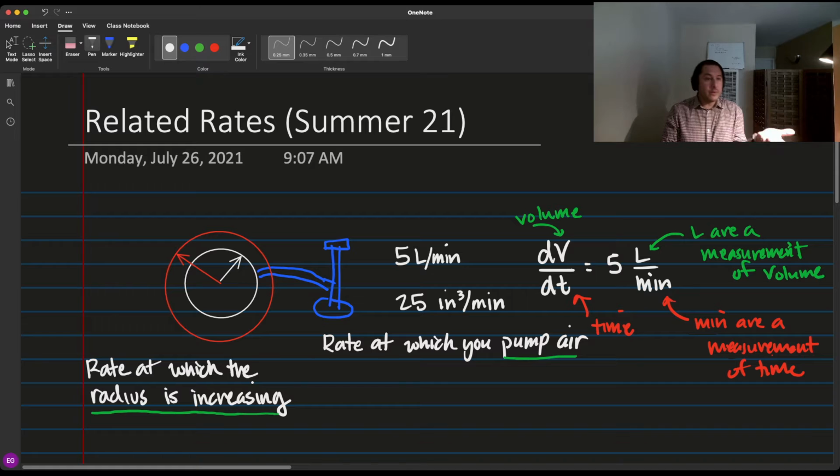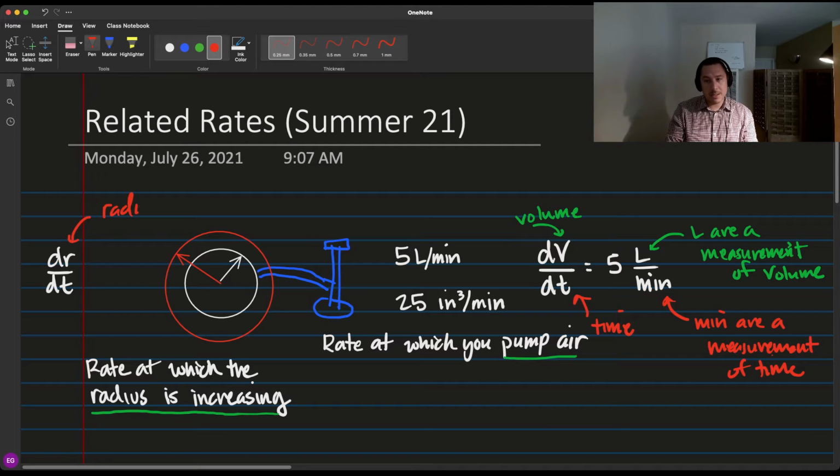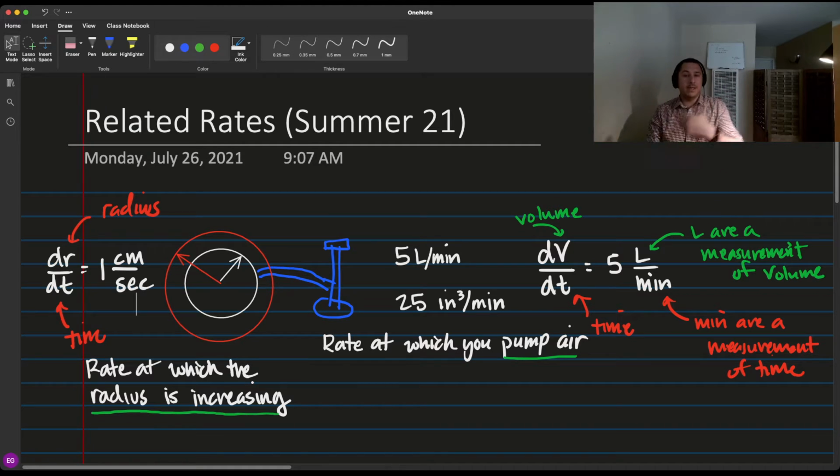Likewise, if you go to the other one, we're talking about the radius increasing. So that's dr/dt. r is the measure of the radius. t is a measure of time. So your radius might increase at 1 centimeter per second. Why? Because the radius is a unit of length. You would measure that in centimeters. Seconds are a measurement of time. dr/dt would be like centimeters per second. dV/dt would be liters per minute.